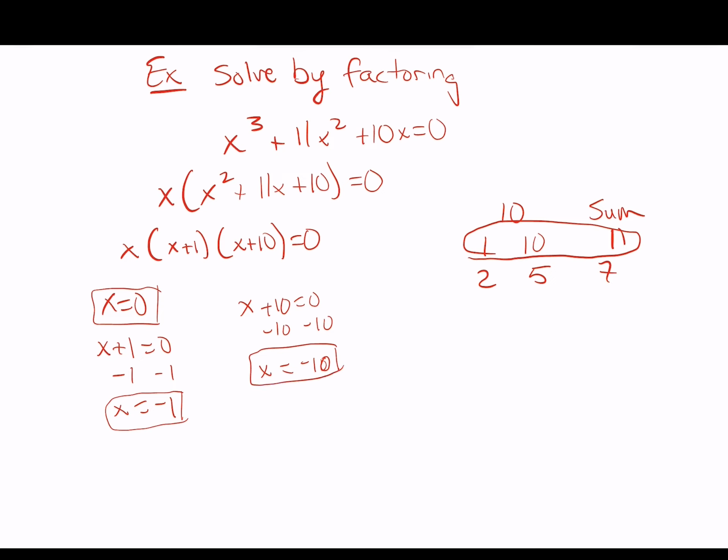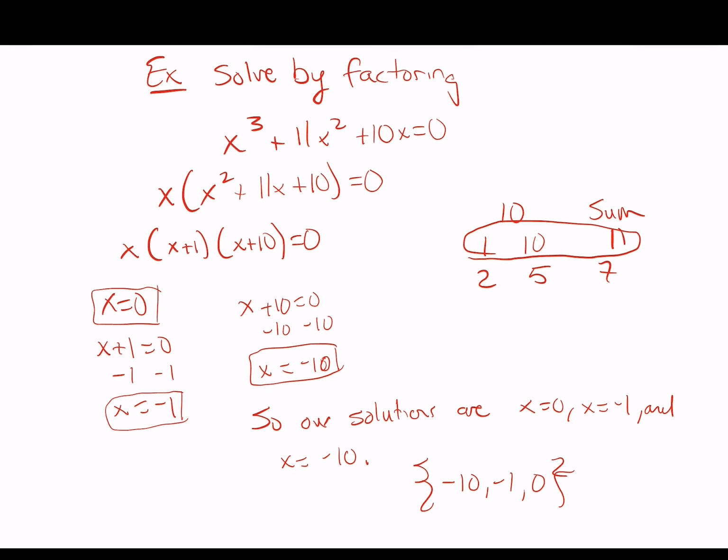So what we just did is we solved a third degree polynomial using factoring by simplifying it to be the product of x and a quadratic expression. So our solutions are x equals 0, x equals negative 1, and x equals negative 10. As a solution set, that would be negative 10, negative 1, and 0.